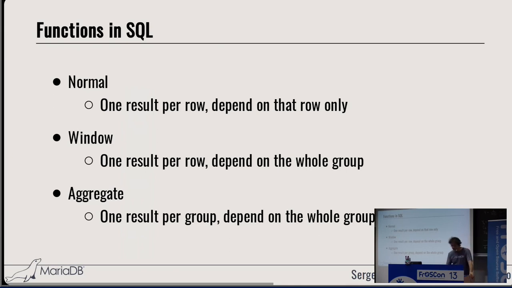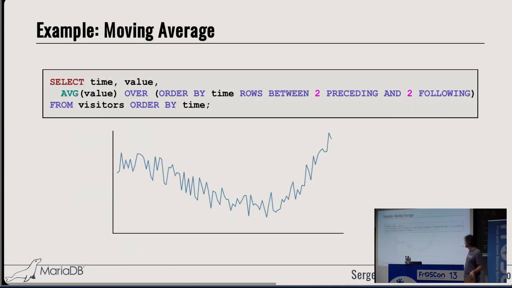A simple example to show how this works is a moving average. Say you have some data which is noisy. In this example, it's the number of visitors of some particular website, number of visitors a day, let's say. We want to see how this number of visitors changes over time, but we don't want to see this noise because it actually obscures the pattern.